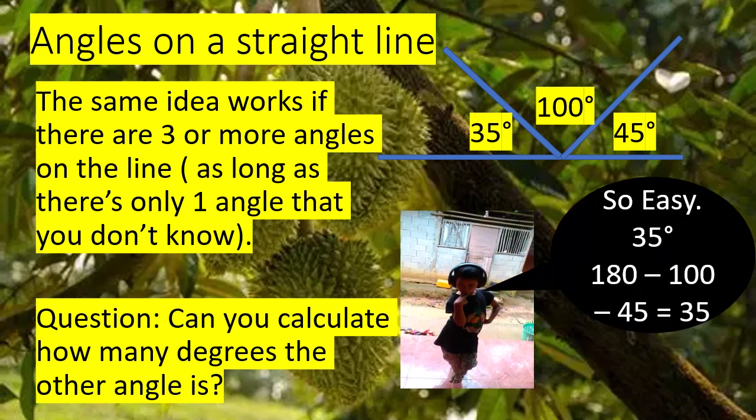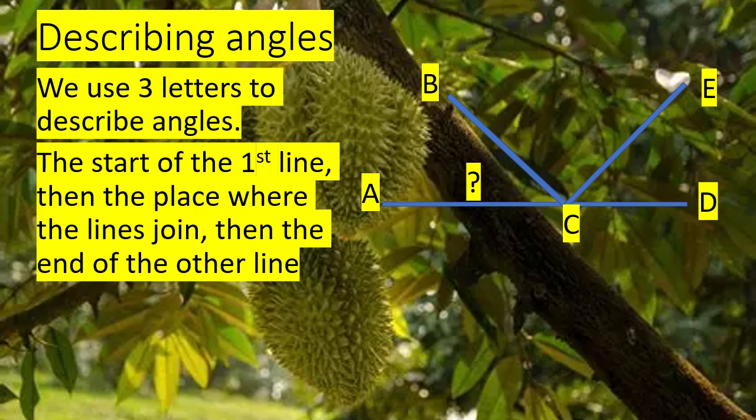So easy. 180 minus 100 minus 45 equals 35. So now we're going to talk about describing angles. If I want to tell you which angle I'm talking about, how do I do it? We use three letters to describe angles.